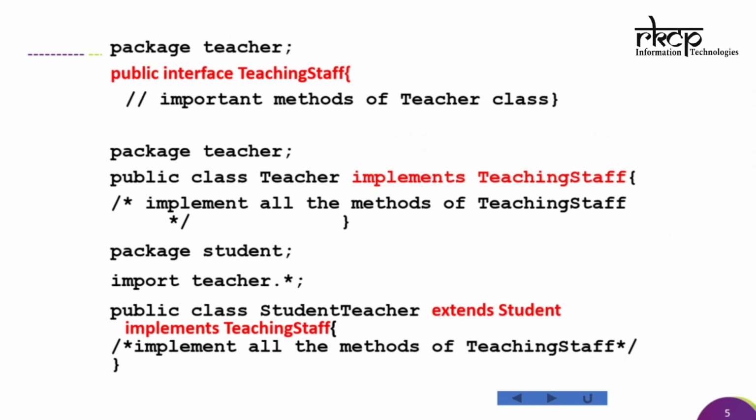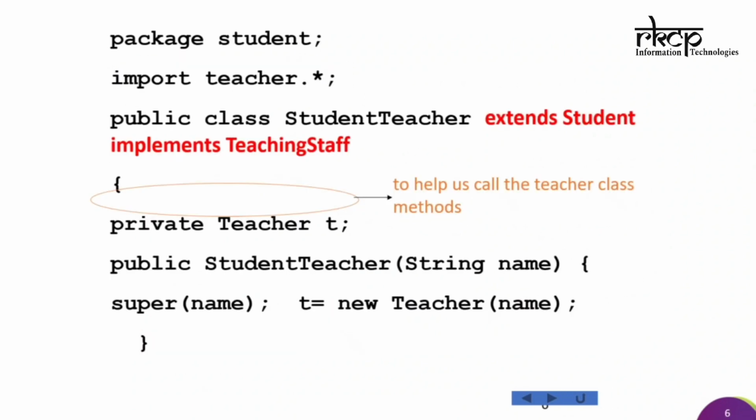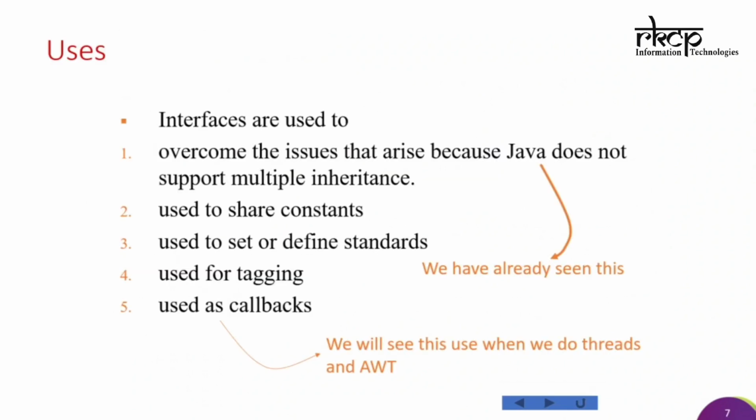No, it will give an error. First the extends keyword should come, then the implements keyword. So in the same way here, I'm using public class student teacher extends student implements teaching staff. And after that, all the other logic that I want to write, yes, I can write here.